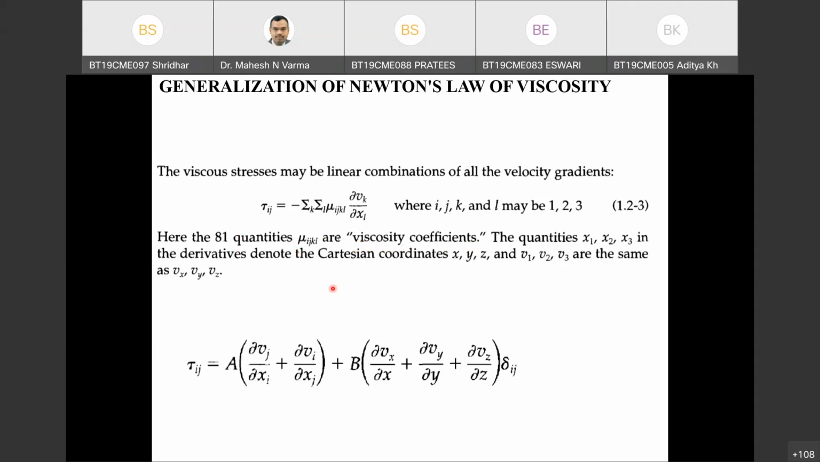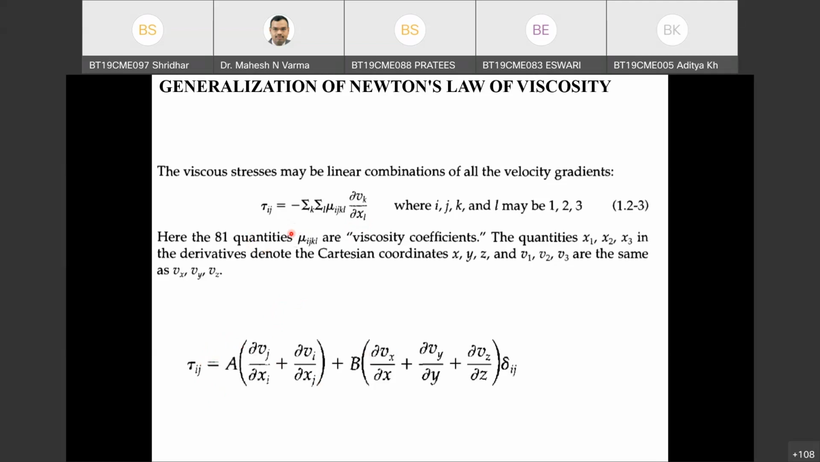Then they applied many logical assumptions. We are handling fluids most of the time, so many assumptions are added and they have reduced this equation to the generalized form, where they have reduced these 81 quantities to 2 quantities only. It is a very long discussion, and maybe you will find it in some fluid mechanics books, where these details are covered, the generalized Newton's law of viscosity and its derivation. Huge mathematics is involved, along with assumptions.